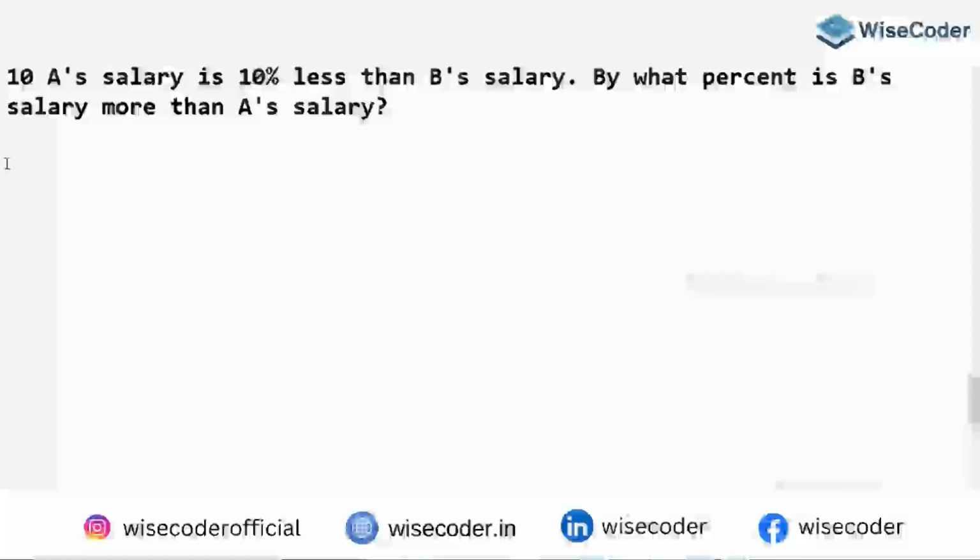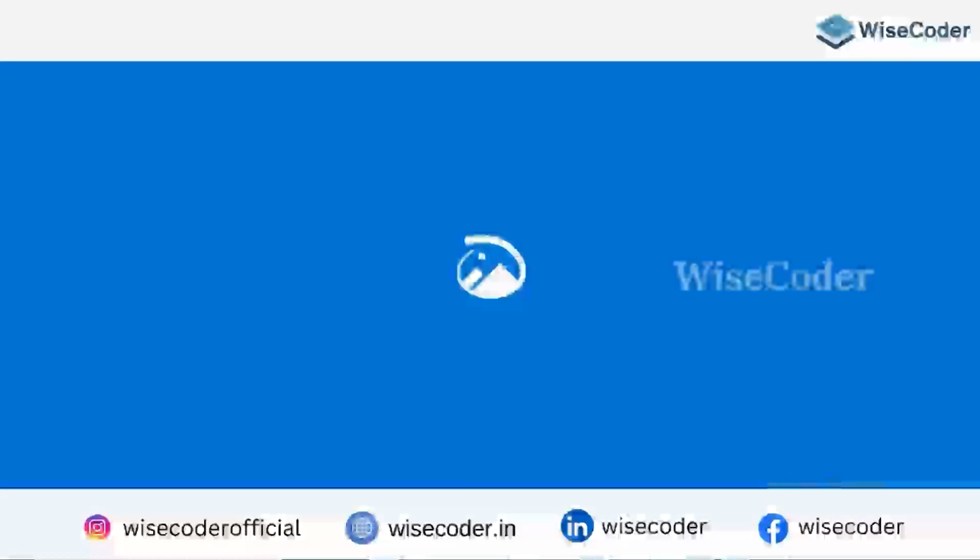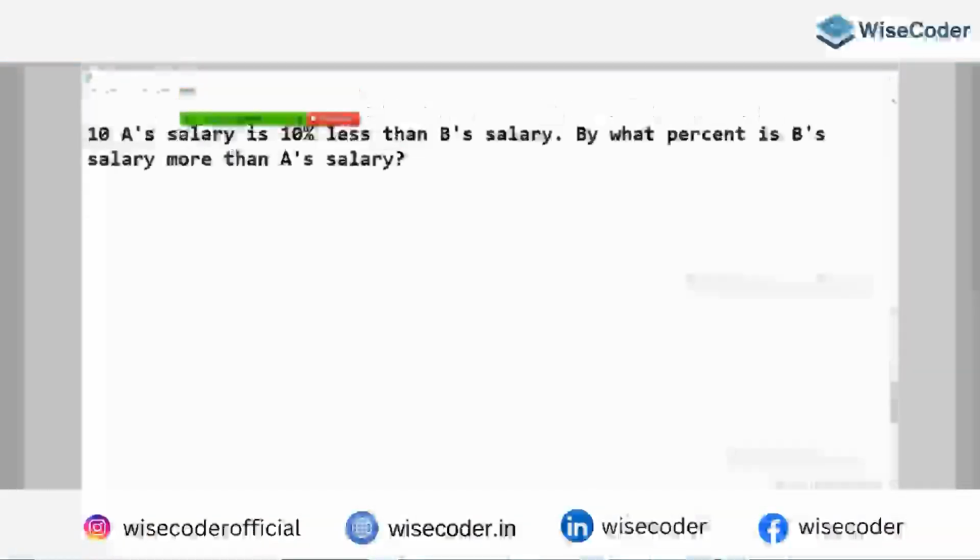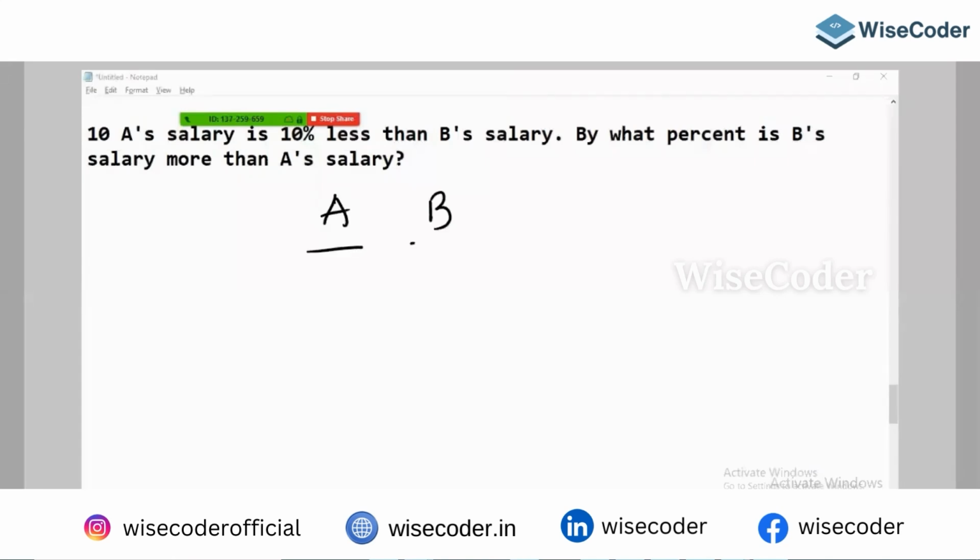A's salary is 10% less than B's salary. By what percent is B's salary more than A's? I told you an example of a similar model. I hope you can do it. Pause the video and try to solve it. I hope you are done. A's salary is 10% less than that of B. So whom should I take as the base? B is 100. What is A now? 10% less, so A's salary is 90.